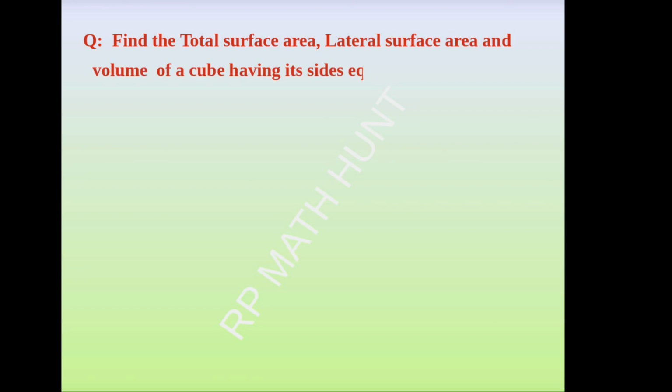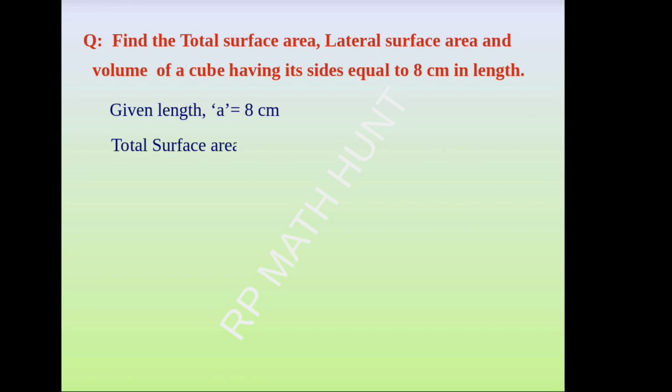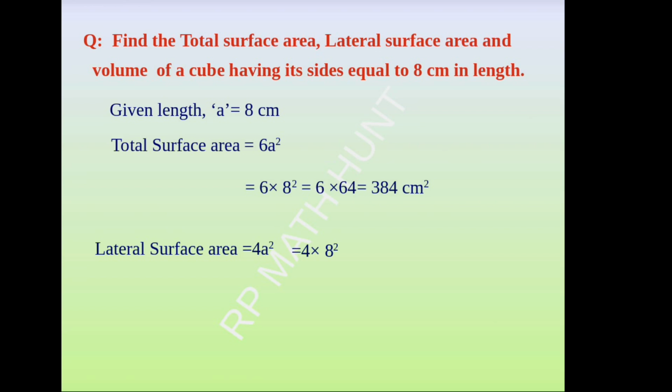Find the total surface area, lateral surface area and volume of a cube having its side equal to 8 centimeters in length. Given length a is equal to 8 centimeters. Total surface area is equal to 6a square, 6 into 8 square, that is 6 into 64 is equal to 384 centimeter square. Lateral surface area 4a square is equal to 4 into 8 square, that is 4 into 64 is equal to 264 centimeter square. Volume a cube, 8 cube, 8 into 8 into 8, that is 512 cubic units.